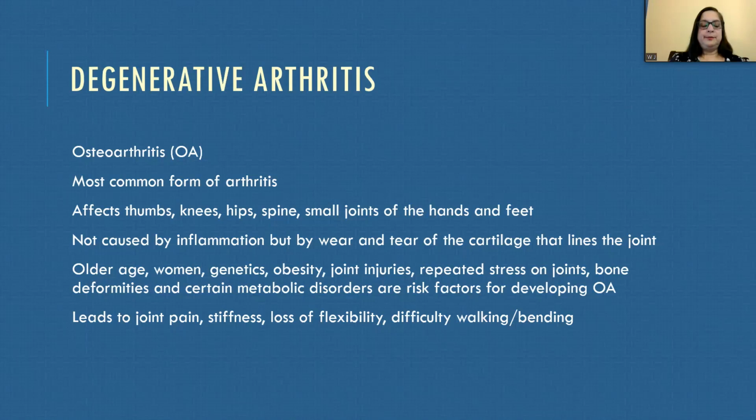Degenerative arthritis is not caused by inflammation, but wear and tear of the cartilage that lines the joint. Older age, women, genetics like family history, obesity, joint injuries, repeated stress on the joint, bone deformities, and certain metabolic disorders like hemochromatosis are risk factors for developing osteoarthritis. As the arthritis onset or as it advances, it leads to joint pain, stiffness, loss of flexibility, and difficulty walking or bending.